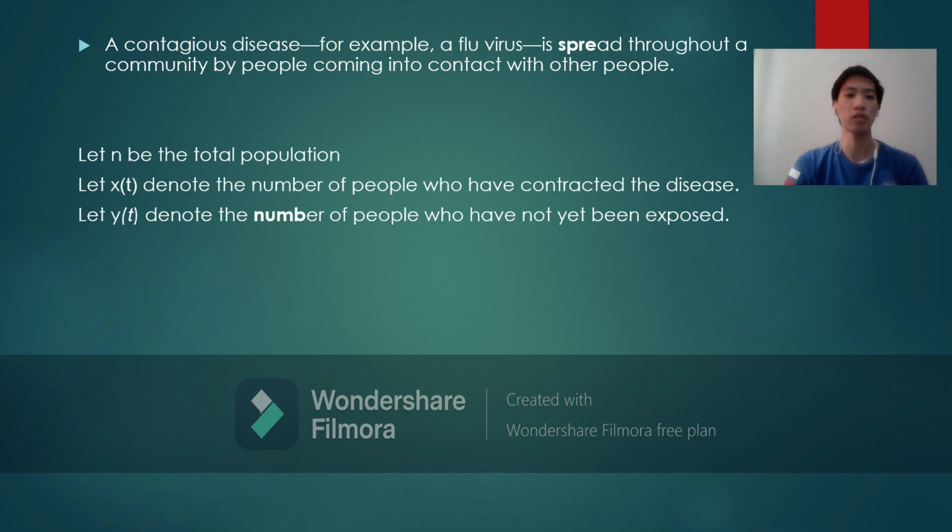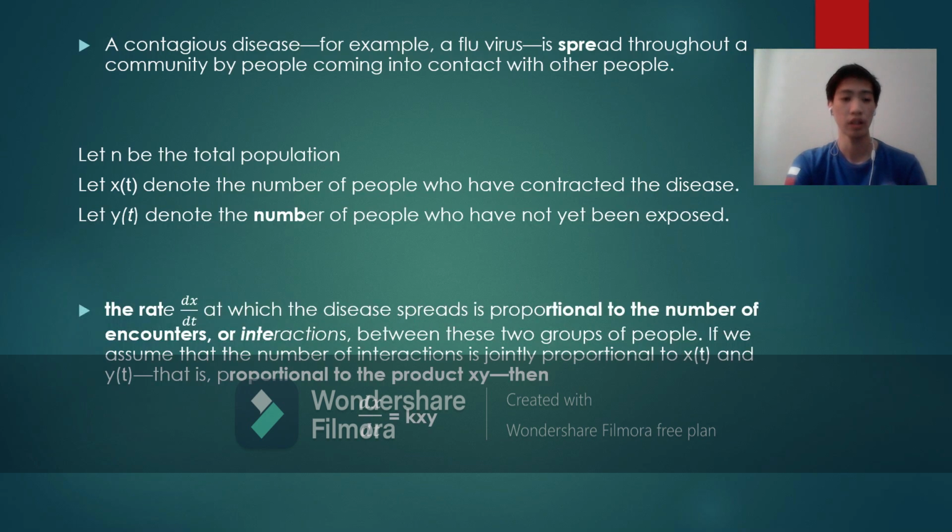So, a contagious disease, for example, a flu virus, is spread throughout a community by people coming into contact with other people. Let n be the total population. Let x of t denote the number of people who have contracted the disease, and let y of t denote the number of people who have not yet been exposed. So, the rate dx over dt at which the disease spreads is proportional to the number of encounters or interactions between these two groups of people.